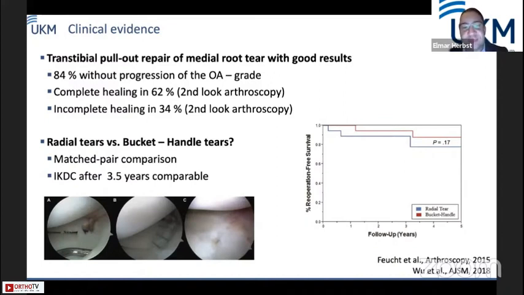So whenever we face a meniscal root tear on the medial side, even in a moderate osteoarthritis, we go for a transtibial pull-out repair. We don't do it in end-stage osteoarthritis, of course.